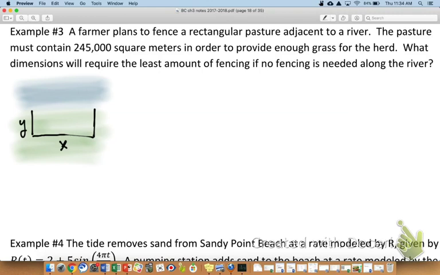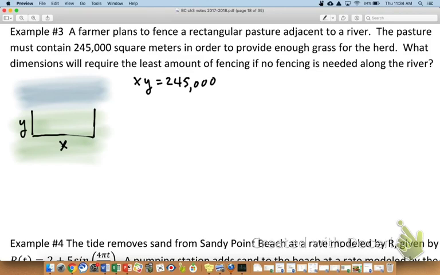Okay, so can anybody think of a relationship that I could write down that involves the X and the Y that's true and involves some of the stuff we have up in there that might be important? 245,000 equals XY. Yeah, because we're talking about area, right? So we could say XY equals 245,000. That's based on that area that we were given. It needs to contain that much pasture in there.